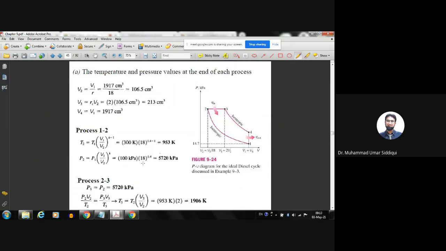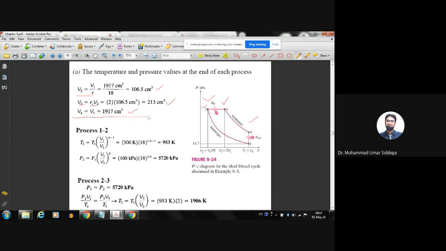So let's start looking at the solution of this problem. Since we know the volume V1 and the compression ratio, we can determine V2. We also know the cutoff ratio, so we can determine V3, because cutoff ratio is V3 by V2. The compression ratio is V1 by V2. V4 and V1 are the same. So we know V1, V4, V2, and V3. So we determined all the volumes.